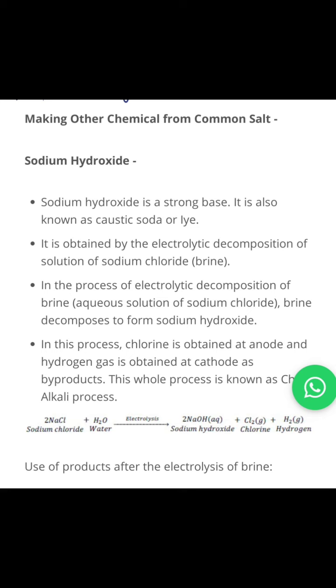And this whole process is known as the chlor-alkali process. And the reason behind the name chlor-alkali process is that chlor is because of the formation of chlorine, and alkali, of course, we are producing NaOH. That is one of the examples of an alkali.